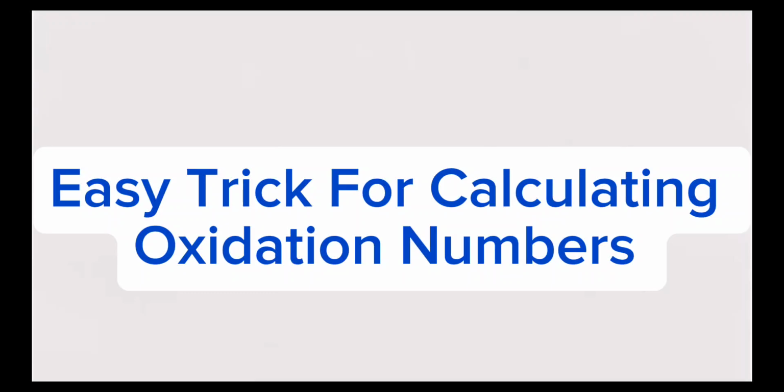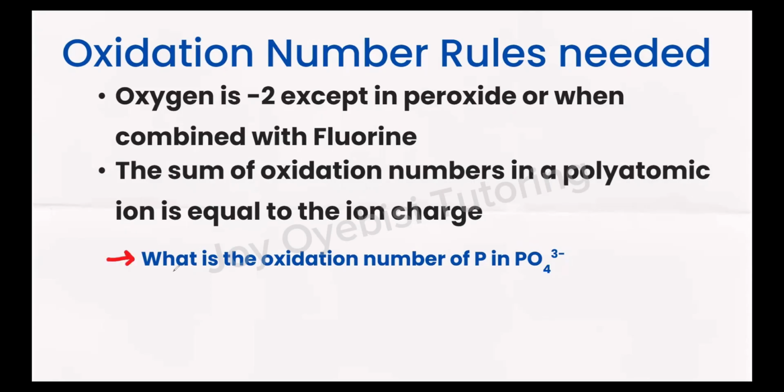Hello, in this video, I'm going to be showing you an easy trick for calculating oxidation numbers. The first question I have is, what is the oxidation number of P in PO4 3-? This is what we call a polyatomic ion, and there are two rules we need in order to figure this out.